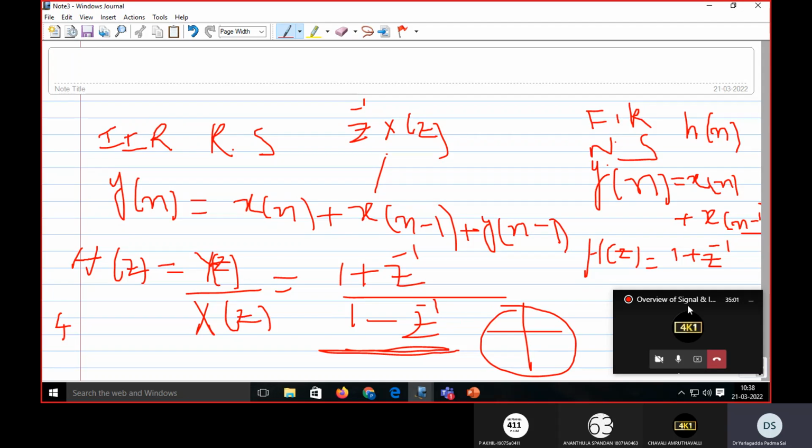In the FIR case, all the time it is stable, and that also you studied in your SS.